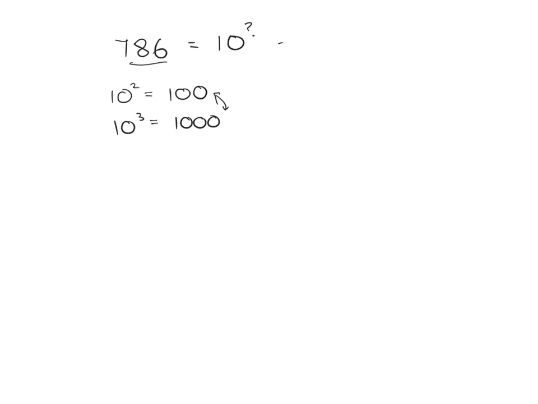What they found out many years ago was that any number could be written as a power of 10. So 786 would be 10 to the power something. Let's see if we can work this out. We know that 10 squared is 100, and 10 cubed is 1,000. And as 786 lies in between these two numbers, 786 will be 10 to the power 2 point something.